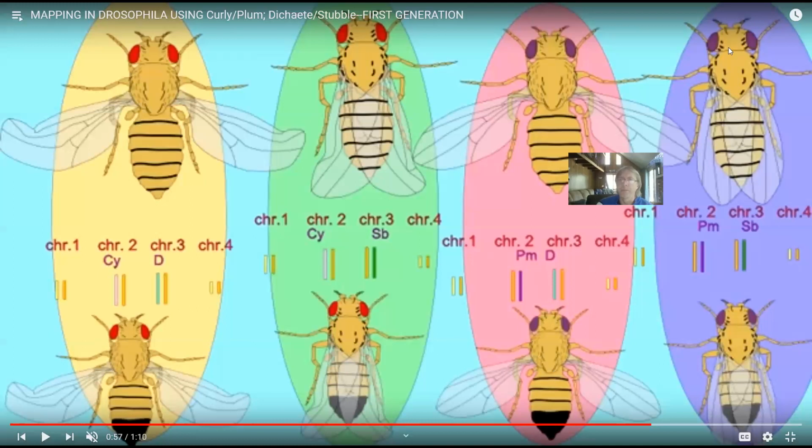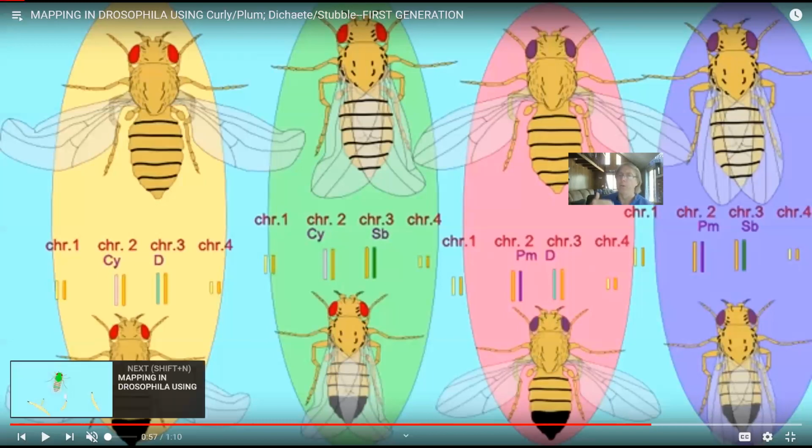You could only mate plum stubble females to plum stubble males. So in the F1, if you want to take it to the F2 generation, that's the only thing you have to remember. You have to mate the same kind of female to the same kind of male.